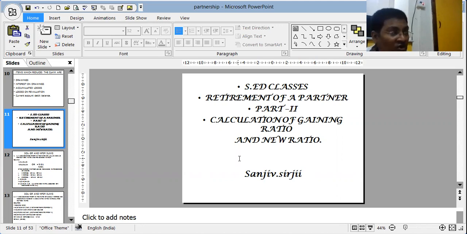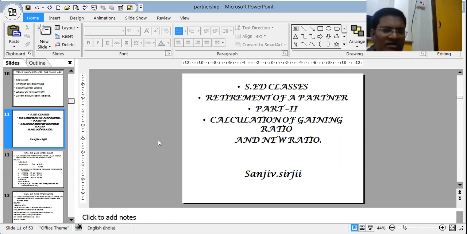That means they are going to enjoy more, they are going to gain. So who is going to gain? The existing partners. Whose share are they going to gain? The retiring partner's share. That means the retiring partner is going to sacrifice his share in favor of the existing partners. So we have to find out how much the existing partners are gaining. Why do we need the gaining ratio of the existing partners? Because they will continue the business. The person who is leaving the business is going away. So that is the gaining ratio we have to calculate. And then we have to calculate the new ratio among the existing partners if some changes are required.